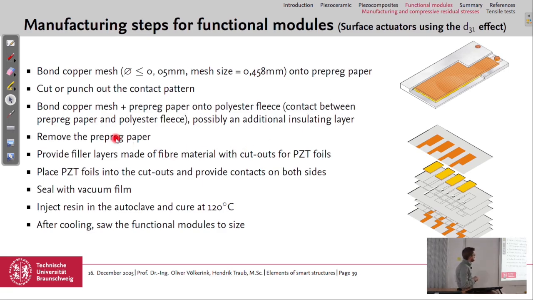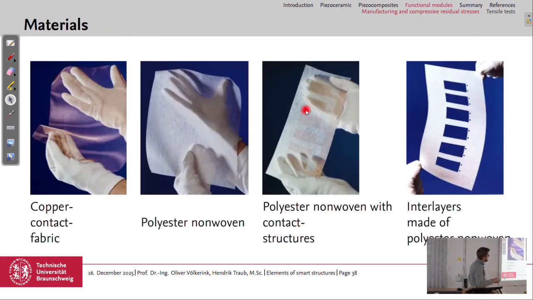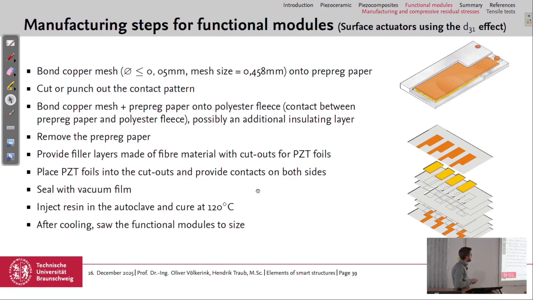And then the manufacturing steps are that you bond the copper mesh for the contacting onto a prepreg paper, cut or punch out the contact pattern where the two contacts for the voltage are located, then bond the copper mesh and the prepreg paper onto the polyester fleece. This is what we have seen here, polyester non-woven together with the contact mesh.